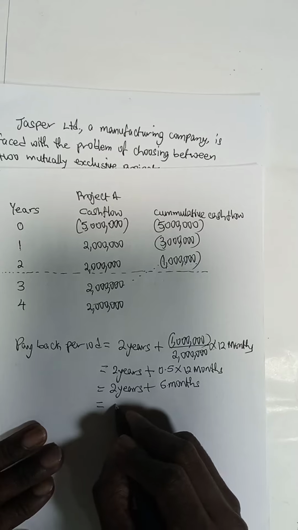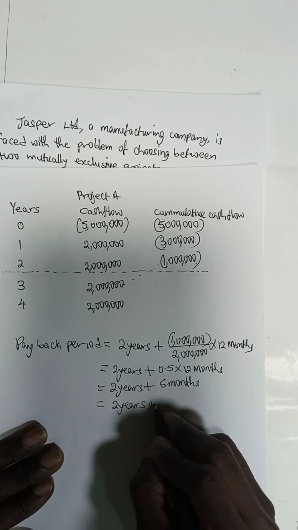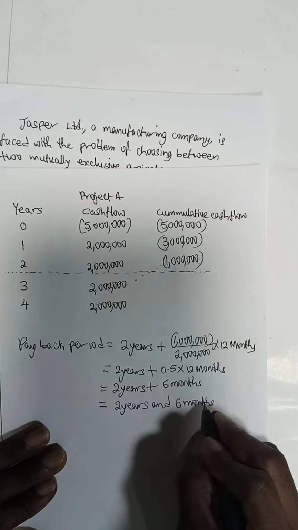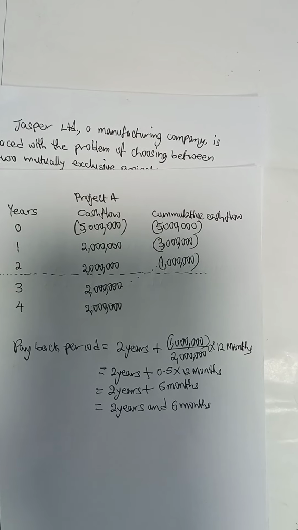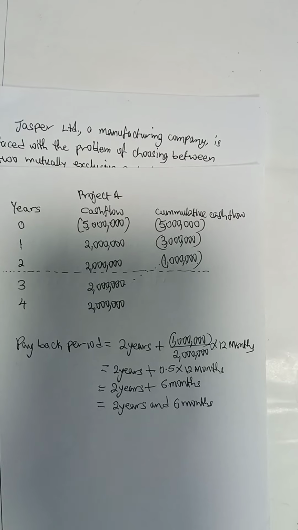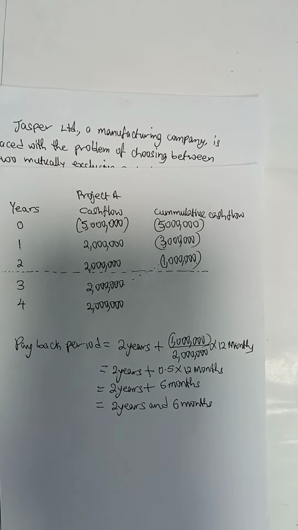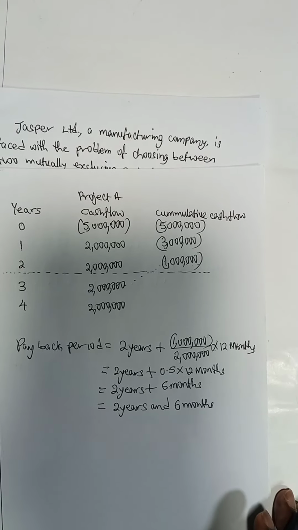So the payback period now is 2 years and 6 months for project A. That's the payback period for project A. So let's look at the calculation for project B now.